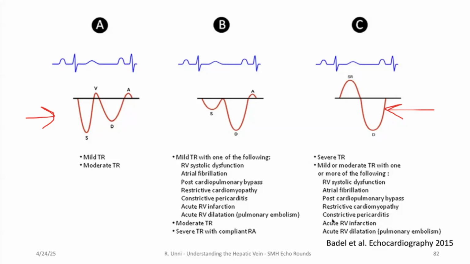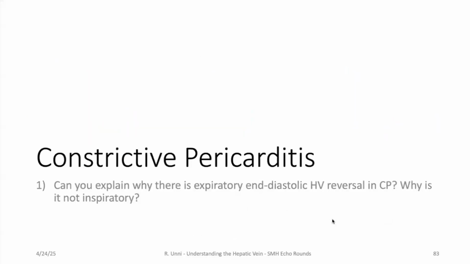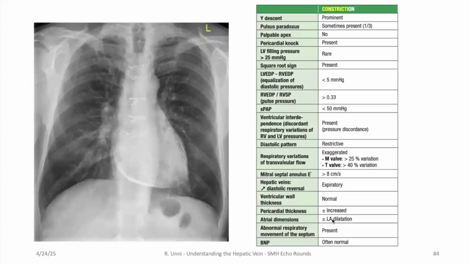So now we're going to talk about the second biggest topic, which is constrictive pericarditis. In the interest of time, I'm not going to go through all of the echo findings of constriction. They're all very interesting, and fun to learn about, both the echo features as well as the clinical features. As you know, all these findings are a result of this inflamed, scarred, thickened, or calcified pericardium. So I'm going to keep it ultra focused on the hepatic vein, and we're just going to focus on the two reasons, the two physiological principles why we have expiratory reversal.